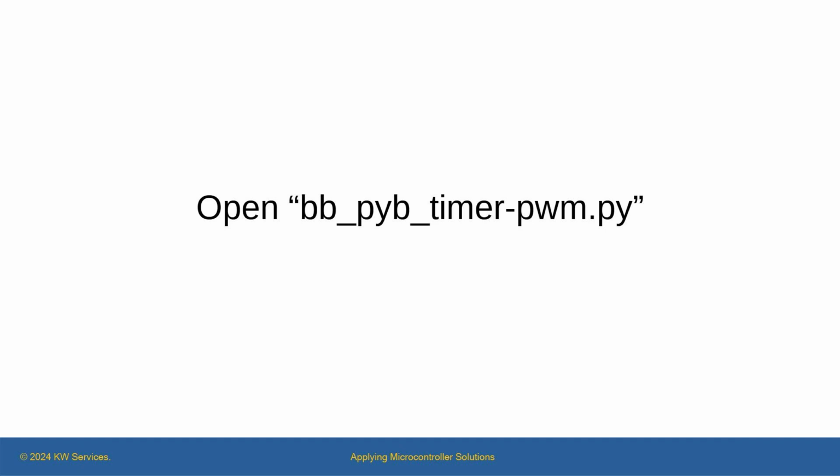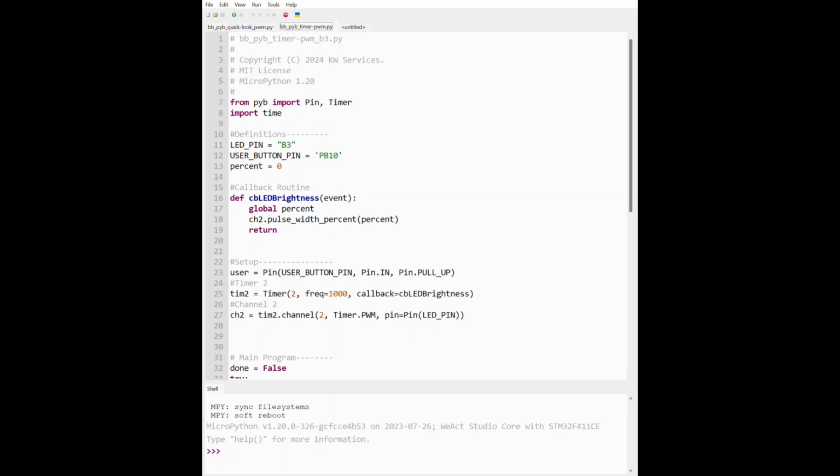Now, let's open the second example. Please open bb_pyb_timer-pwm.py in Thonny. In the definitions, we add a push button on pin B10 and a global variable called %. Also, we added a callback routine. This routine sets the channel 2 pulse width to the value of %.